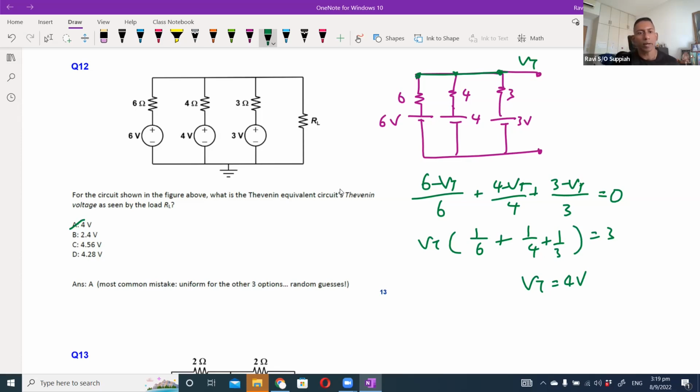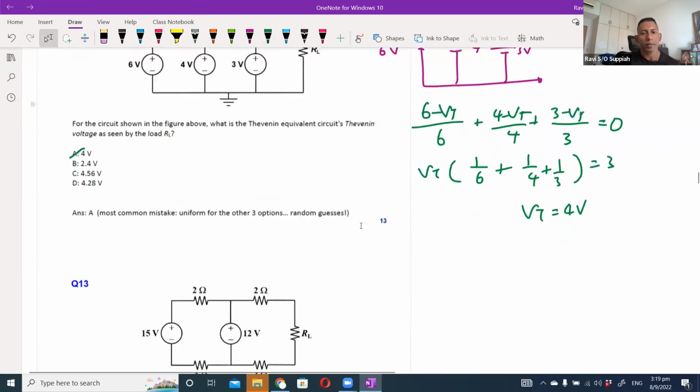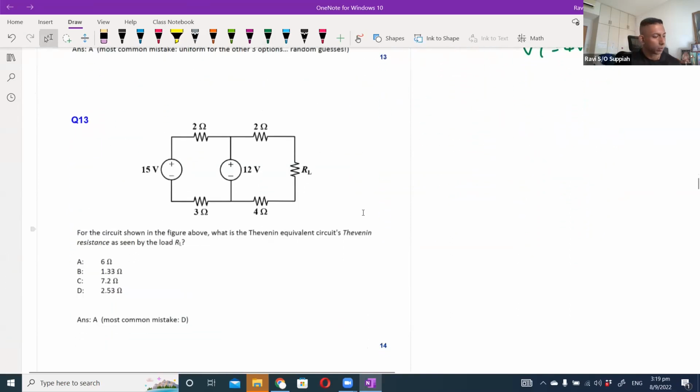Okay, so that is how you find the Thevenin's equivalent. Okay, question 13. Another Thevenin's equivalent circuit as seen by load RL. They only ask to find the Thevenin's resistance, not the voltage.